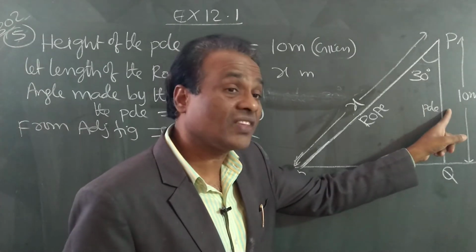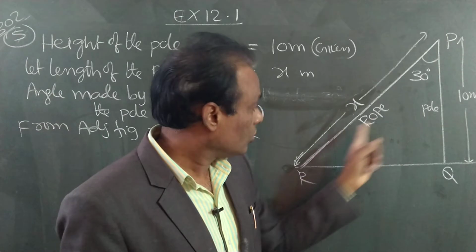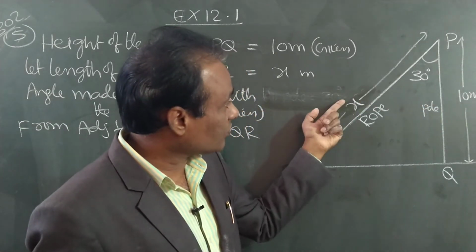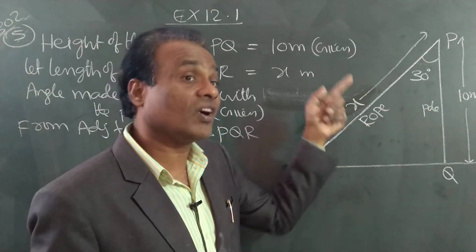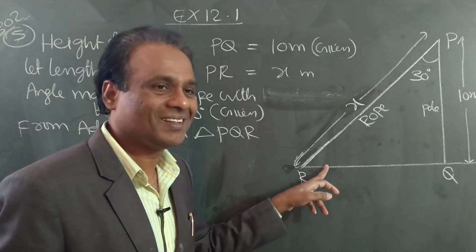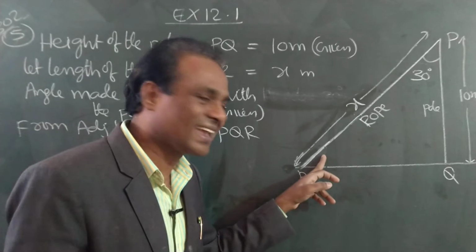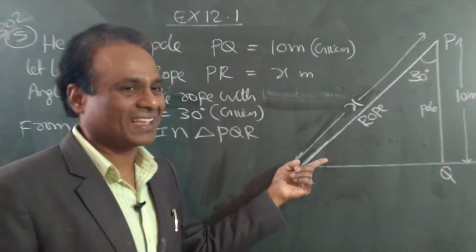What is the name of this side? Opposite side. What is the name of this side? Hypotenuse side. Opposite and hypotenuse, for which angle? For this angle. But this angle is not given. Of course, you can write this angle.